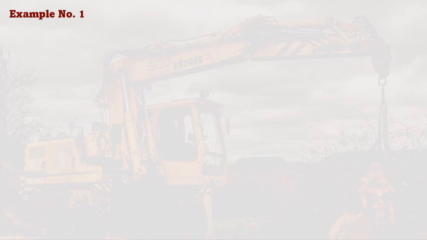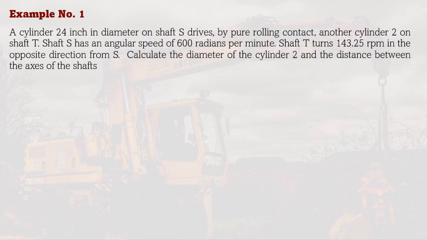So let us have an example. We have a cylinder 24 inch in diameter on shaft S that drives by pure rolling contact another cylinder 2 on shaft T. Shaft S has an angular speed of 600 radians per minute, while shaft T turns 143.25 revolutions per minute in the opposite direction from S. Calculate the diameter of cylinder 2 and the distance between the axes of the shafts.